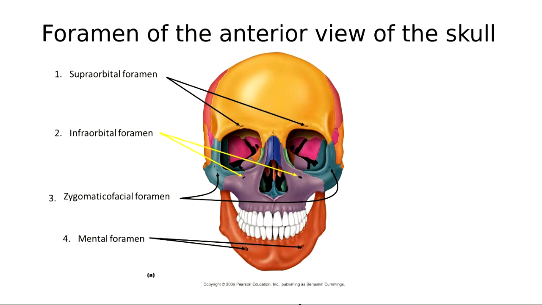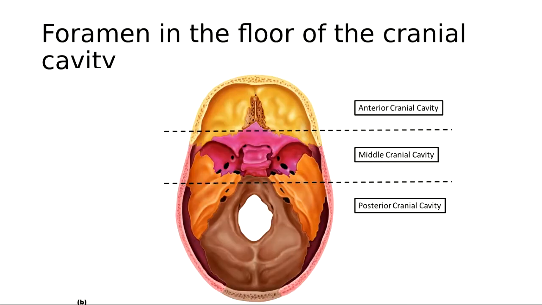Well, now we're going to look inside the cranial cavity, in the floor of the cranial cavity. So look at the top of your list, and it says foramen in the floor of the cranial cavity. And you see that there are 3 cavities or 3 fossa in here. Sometimes they call the cavity a fossa. And I have dashed lines across them, which divides this cranial cavity into 3 cavities or 3 fossa. Now look at your list, and we're going to look at all the foramen in the anterior cranial cavity, or anterior cranial fossa.